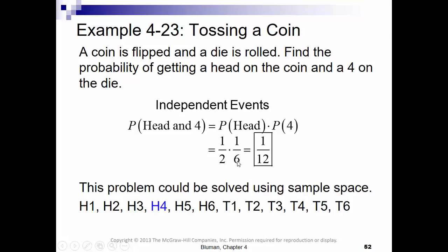And so you multiply them. There's no way they can both influence each other. Flipping the coin and rolling the die are two totally separate things, so one doesn't influence the other. So these are independent events. You multiply them together and you get 1/12 as your probability that you would flip a head and roll a 4.